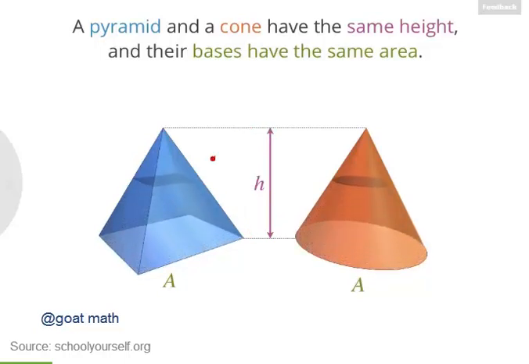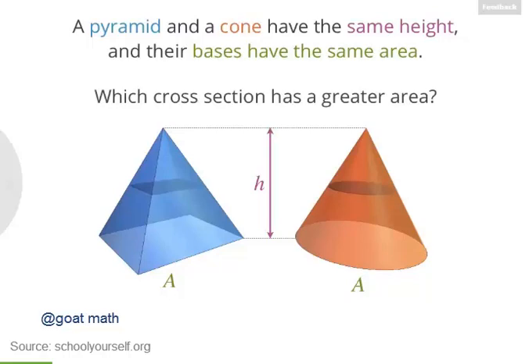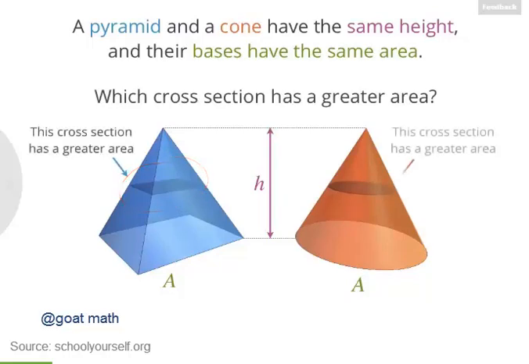How do the areas of the pyramid's cross-sections compare to the areas of the cone's cross-sections? Let's take a closer look at the two cross-sections halfway up the solids. Which of these cross-sections has a greater area? The one in the pyramid? The one in the cone? Or does it look like the two cross-sections have the same area?